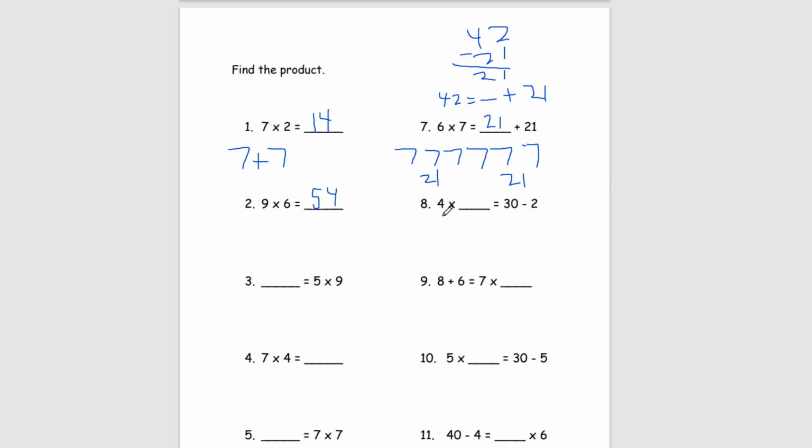The same goes for number 8, but this time we have to find out what we're multiplying by. So 30 minus 2 equals 28, and we need to find how many times 4 needs to add up to get to 28. 4 plus nothing is 4, then plus 4 is 8, plus another 4 is 12, plus another 4 is 16, plus another 4 is 20, plus another 4 is 24, and plus one more 4 is 28. So we count 1, 2, 3, 4, 5, 6, 7. And so our answer for number 8 is 7.